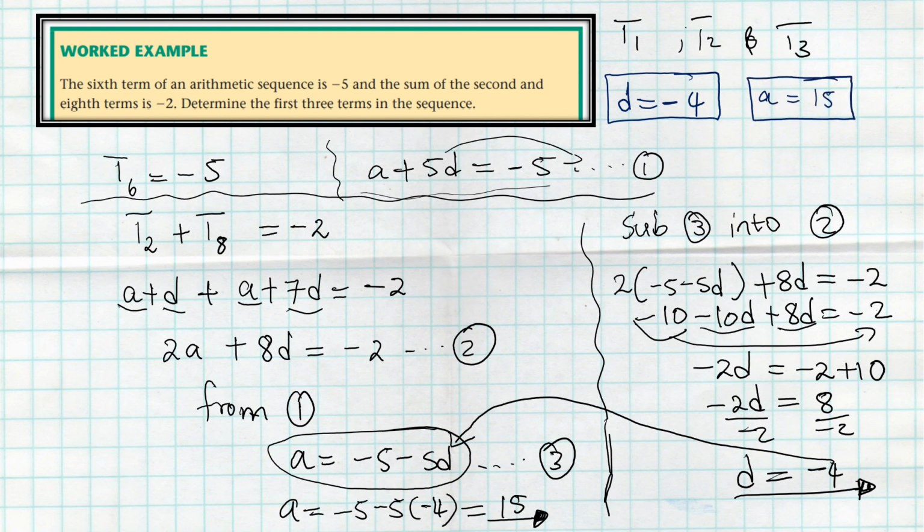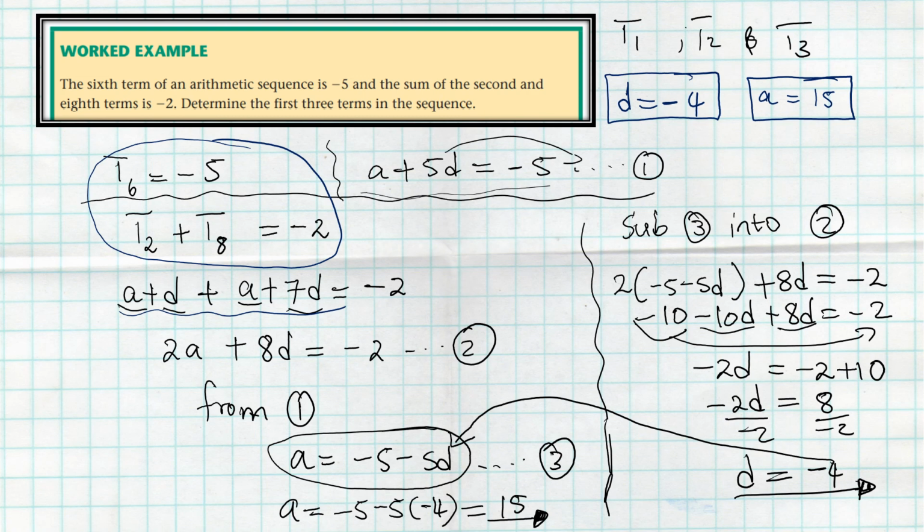So we managed to get the values of a and d using simultaneous equations. But the most important part was to express this in terms of a and d. Term 6 is a plus 5d, term 2 is a plus 1d, and term 8 is a plus 7d. The rest is just the algebra. The key thing is knowing how to express those terms in terms of a and d. Then we can get the 3 terms that they need.